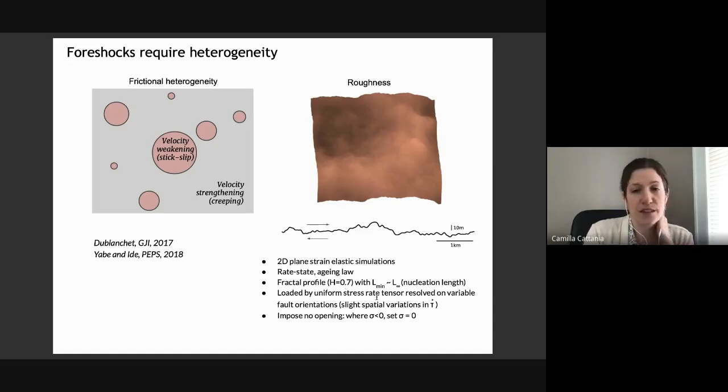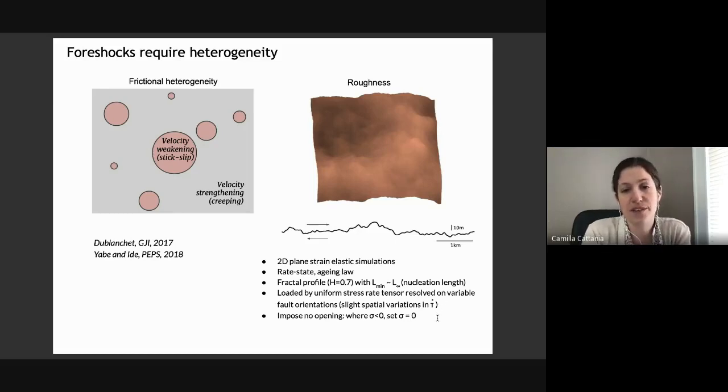So the fault is loaded by resolving a uniform stressing rate tensor on a fault with a variable orientation. So we have some slight variation in the shear stressing rate due to the orientation of the elements. However, we find that these small variations of shear stressing rate are really small compared to the stress variation due to slip on the fault itself, which I will explain in quite a bit of detail in the talk. So for the purpose of this talk, we can basically assume that the loading is uniform. So the shear stressing rate is uniform.